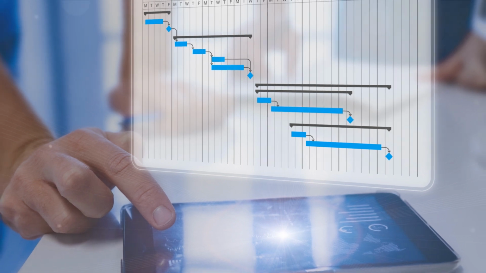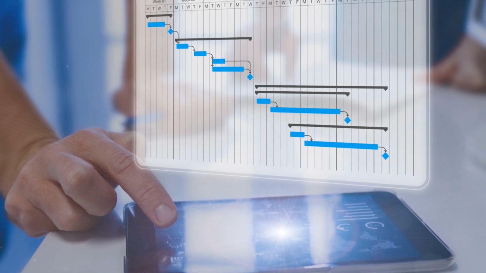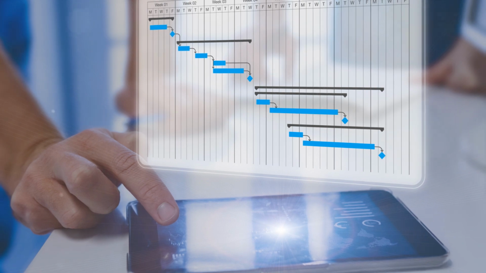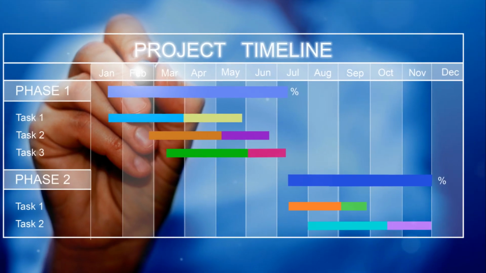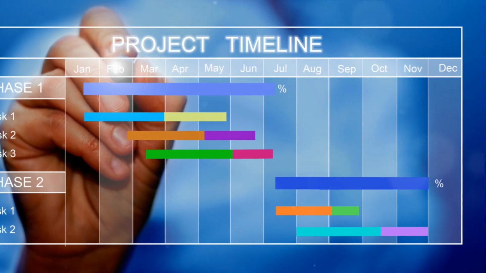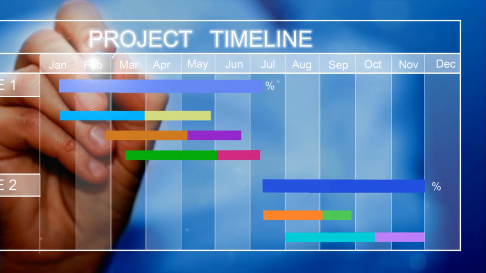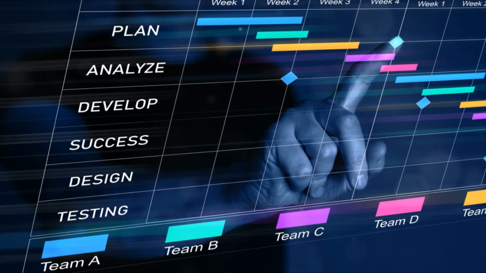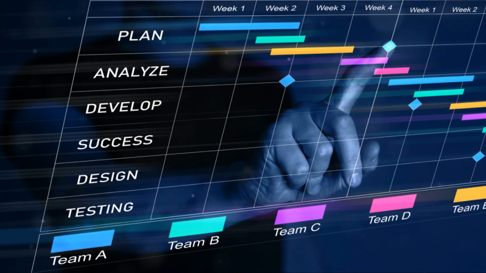Picture a simple graph, horizontal lines stretching out like timelines, each representing a different task. These lines, or bars as they're aptly named, vary in length, symbolizing the estimated duration of each task. The longer the bar, the longer it takes to complete the task it represents.